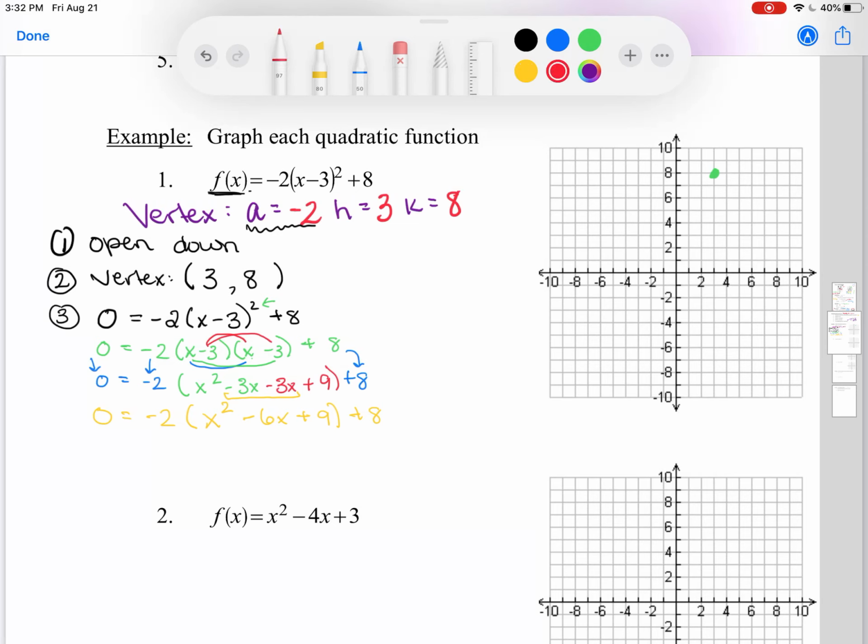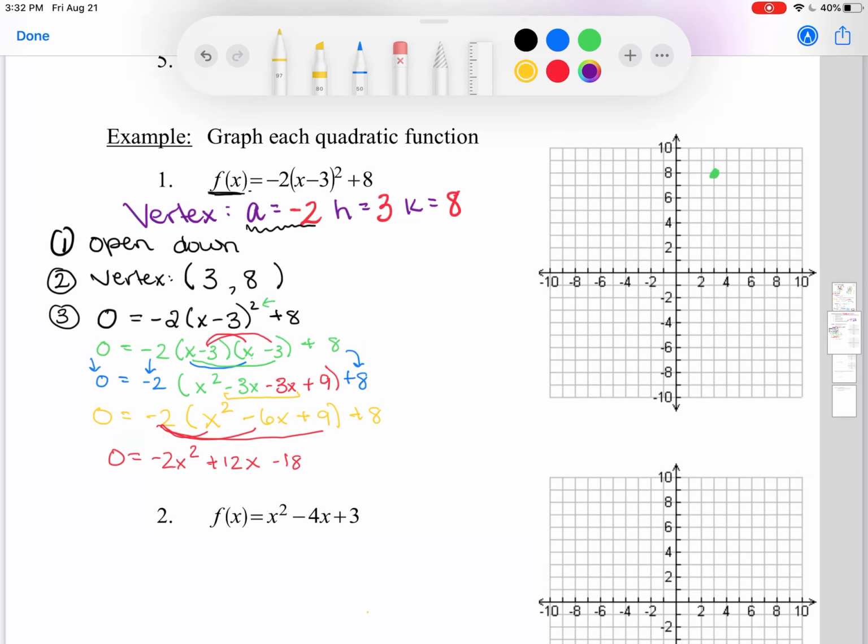All right. From here, we can now distribute that negative 2 in. So in order to do that, I have a negative 2x squared on the first term. Distribute one more time. Negative times a negative is going to give me a positive 2 times 6, which gives me positive 12 and a single x. And the last term, negative 2 times positive 9, gives me negative 18.